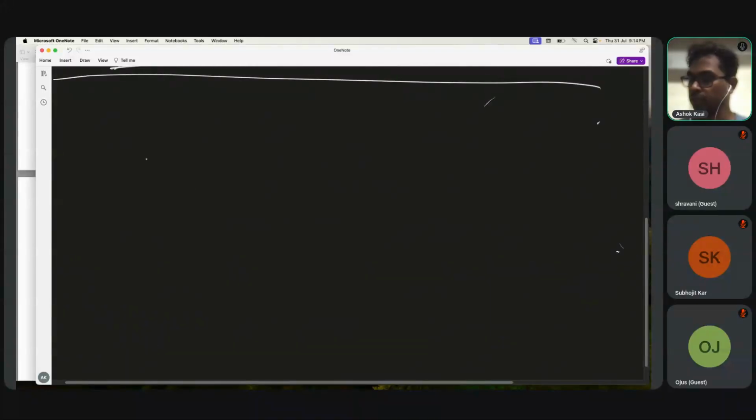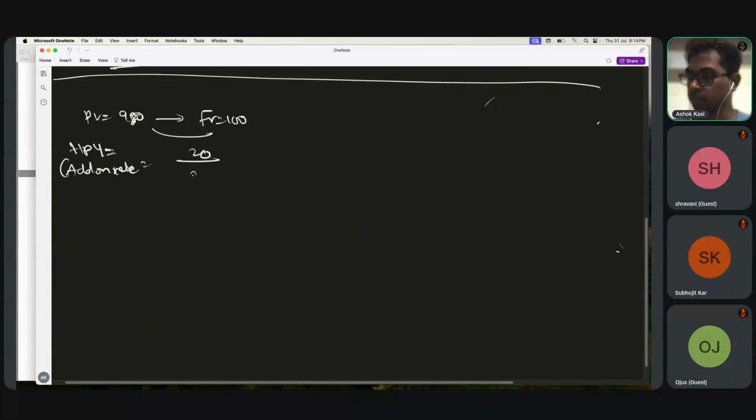Okay, so let me take one example here. Let's say there is a financial instrument whose current price, present value, is 980, and future value is 1000. Let's say I want to calculate holding period yield. It is also called the add-on rate. So add-on rate is what? Profit 20 based on the present value. Present value is 980. This is what we are taught in our school life, right? Profit divided by present value.